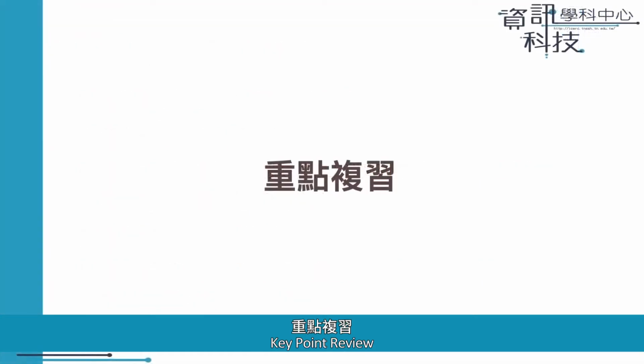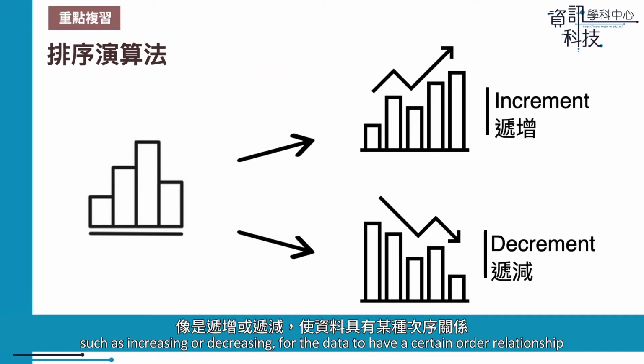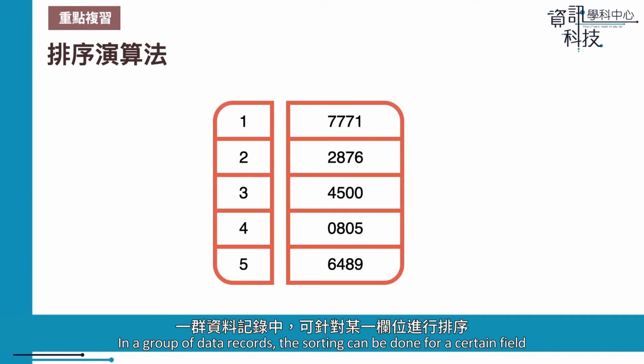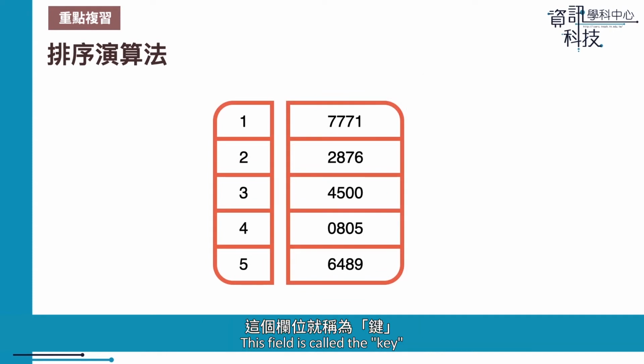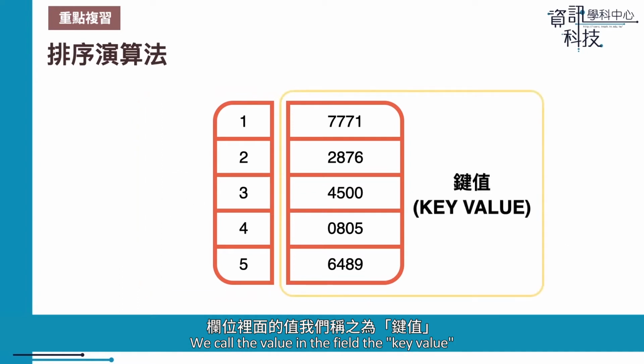Key point review. Sorting refers to a change in position for a group of data based on specific rules, such as increasing or decreasing, for the data to have a certain order relationship. In a group of data records, the sorting can be done for a certain field. This field is called the key. We call the value in the field the key value.